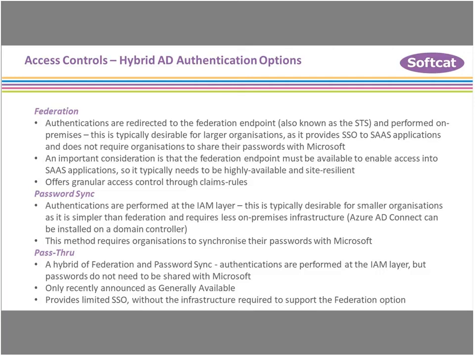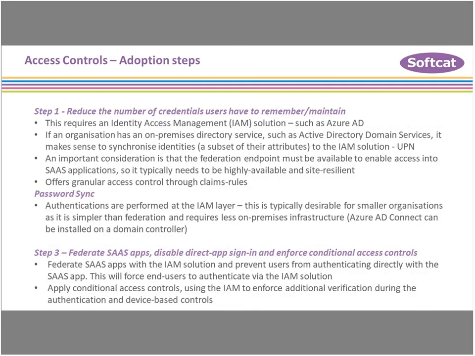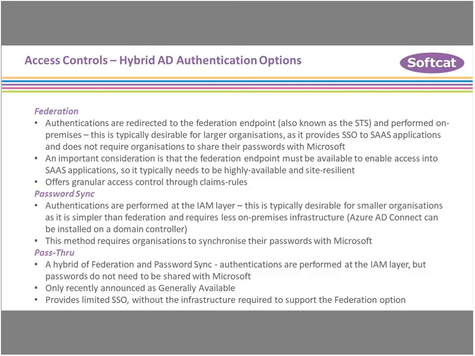So once, as an organization, you have decided which route you're going to go down, you then have the identity access management solution in place. If we go back to the previous slide, which is step one, synchronize your identities, and then you've decided how you're going to authenticate. The final step would be federating your SaaS applications, disabling the direct sign into, say, Salesforce, so that you've got to come through the identity access management solution, and then writing the conditional access rules.